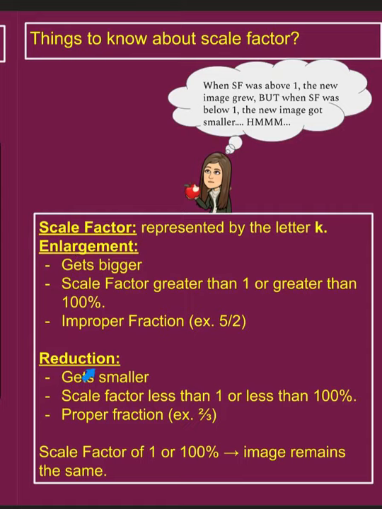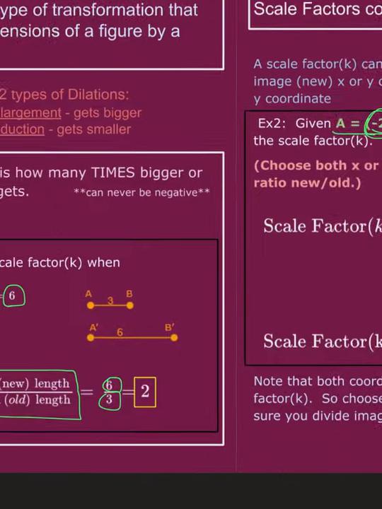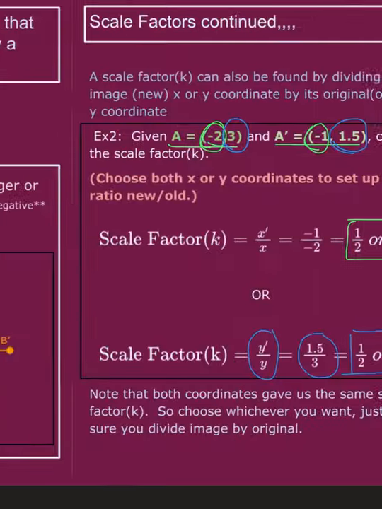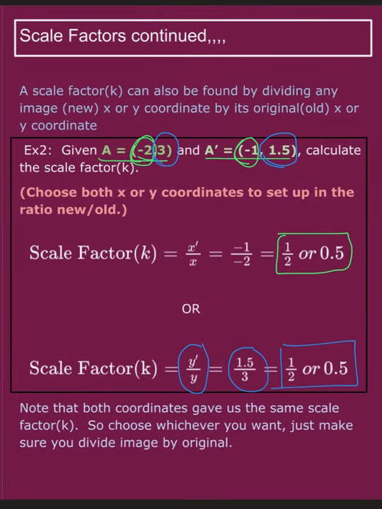And for a reduction, the picture gets smaller. The scale factor is less than 1 or less than 100%. And when it's in a fraction setup, if it's a proper fraction, that's a reduction. So remember, as I mentioned at the beginning, here we had a scale factor of 2 and the line segment got bigger. Then when we had this one, the scale factor was 0.5, or the proper fraction 1/2. You can't see it on the graph, but if you saw it on the graph, you would see that it was a reduction.